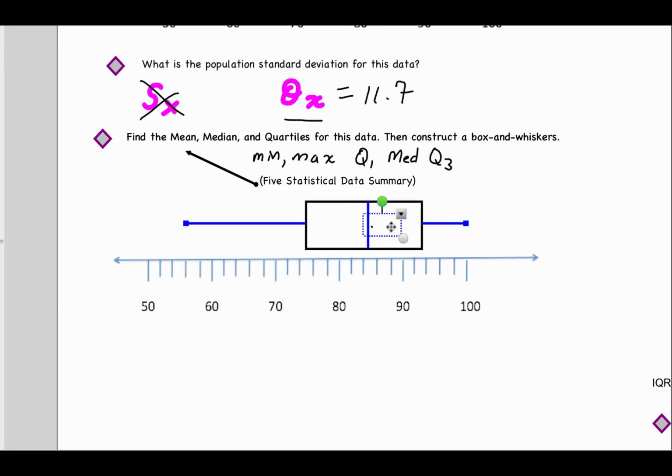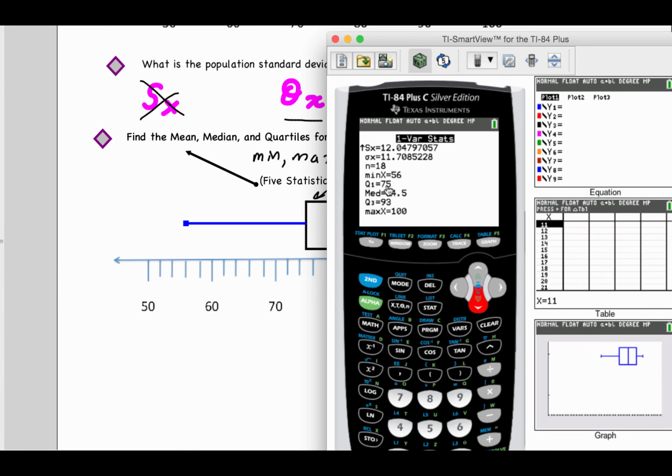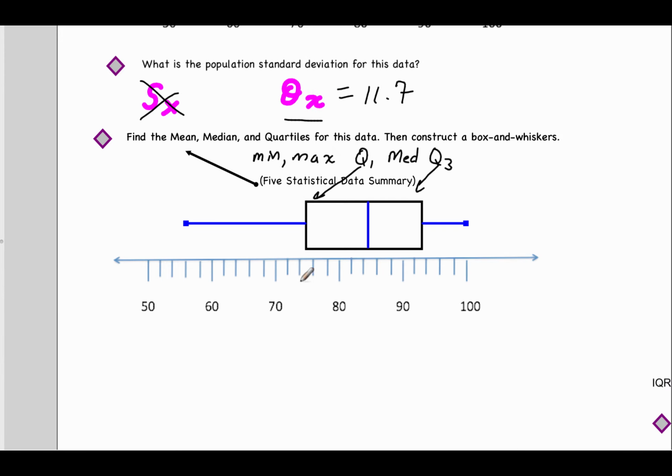So if you see here, my box represents my quartile 1 and my quartile 3. If you remember, quartile 1, as my calculator told me, was at 75, and quartile 3 was at 93. So this is at 75, and this is at 93. So I can see the spread of 50%, half my data. Then this is the lower 25%, and this is the upper 25%. That's what a box and whisker does.